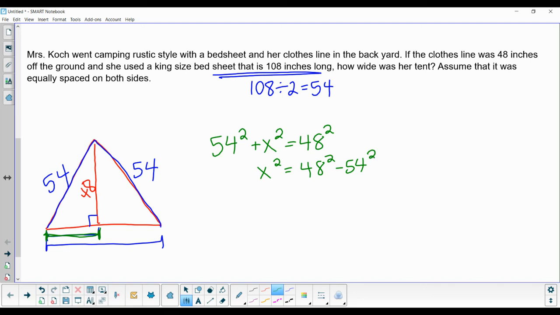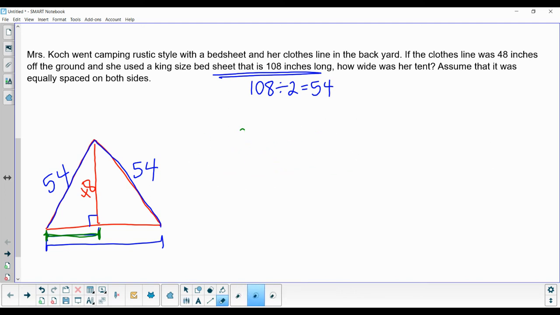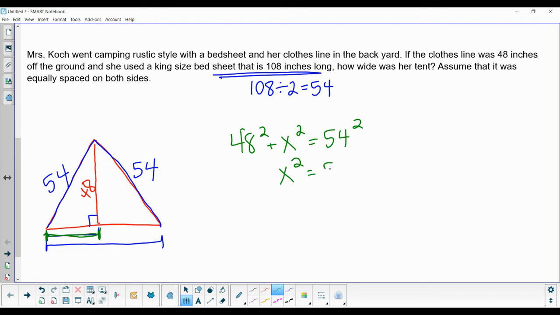Oh, sorry, I wrote that backwards. Let's try that again. So I have 48 squared plus x squared equals 54 squared. So I can write that as x squared equals 54 squared minus 48 squared. I knew I had it wrong because I was going to subtract a bigger number from a smaller number, and it would have given me a negative answer, and negative answers don't really work here. So the last step, square root.